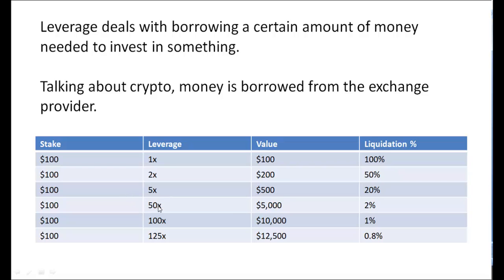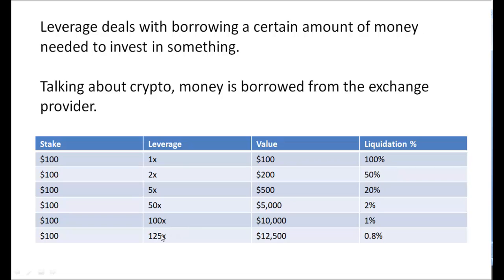Then the next one is 50x. 50 multiplied by 100, we are trading with $5,000, and then the liquidation price will be 2%. When the price of Bitcoin falls by 2%, you get liquidated. Then the 100x, you get $10,000, and the liquidation price is 1%. When the price of Bitcoin falls by 1%, you get liquidated, and it also is risky, and you need to monitor or be very careful about your technical analysis and all that.